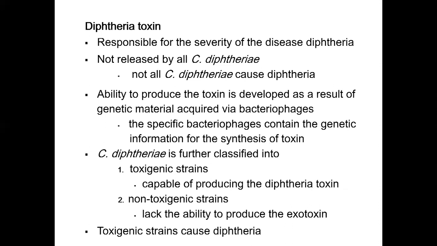So the reason why the other members are not able to produce it is because that ability to produce it is acquired, it is developed. And it is developed only as a result of genetic material acquired from bacteriophages. So only those members of the species that have been infected by those specific bacteriophages are able to produce it. The ones which haven't been exposed to it are not able to produce it. So the specific bacteriophages contain the genetic information for the synthesis of the toxin.